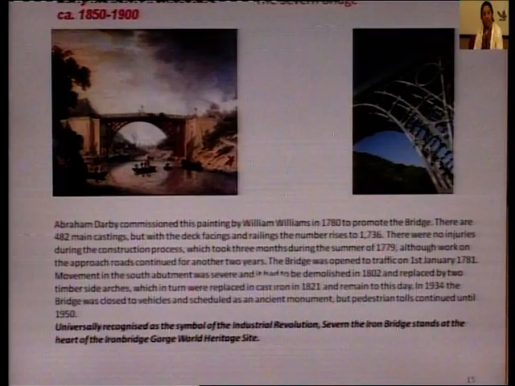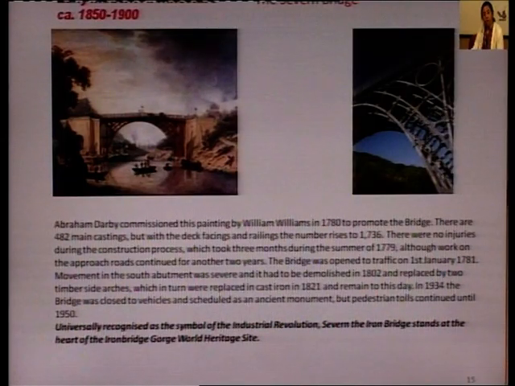A little bit about the Severn Bridge. It is universally recognized as a symbol of the Industrial Revolution. It is an iron bridge which stands at the heart of the Iron Bridge Gorge, and today it's a UNESCO World Heritage Site. What you see on the left is actually a painting by William Williams to promote the bridge. It was commissioned by Abraham Darby because he wanted to popularize the bridge, but it has continued till date, and today it has become a foot-over bridge.